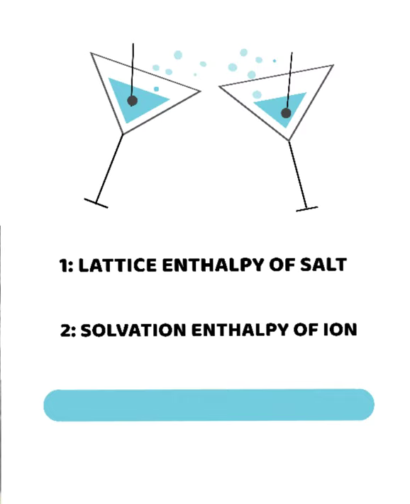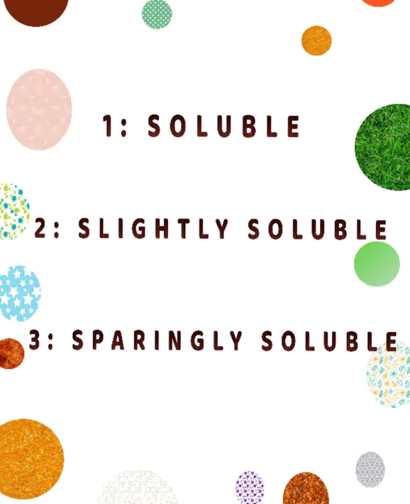Each salt has its characteristic solubility which depends upon the temperature. Thus, based on the solubility, a salt can be classified into three types: soluble, slightly soluble, and sparingly soluble.